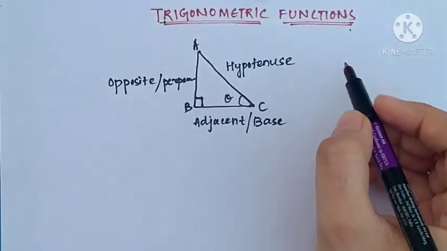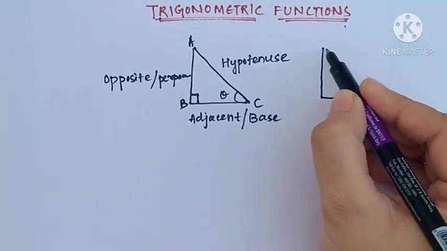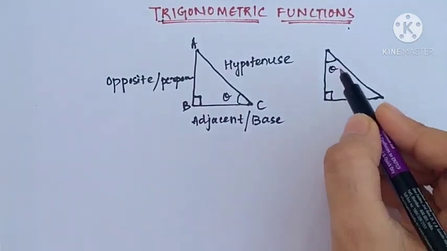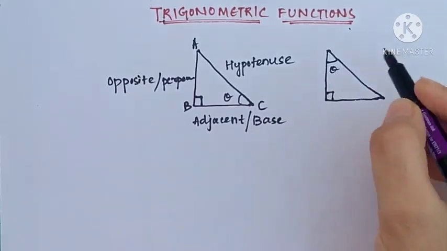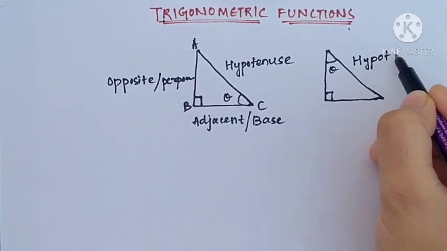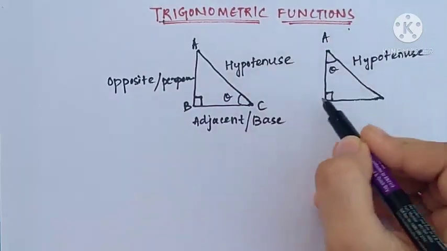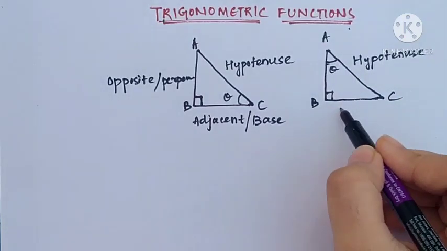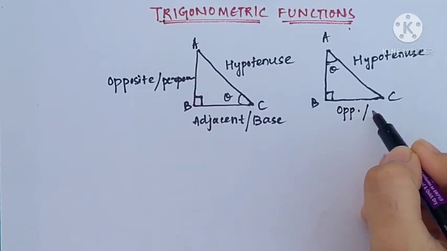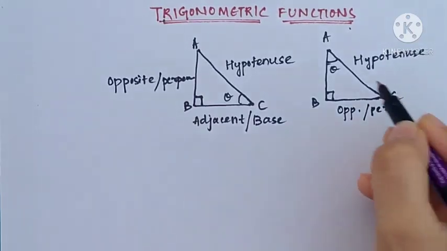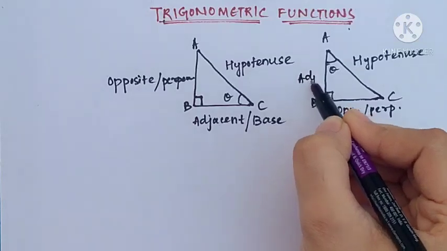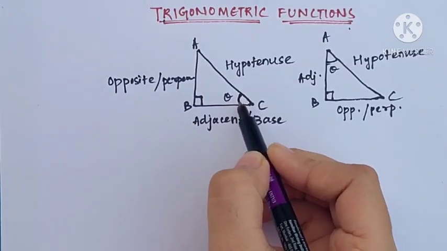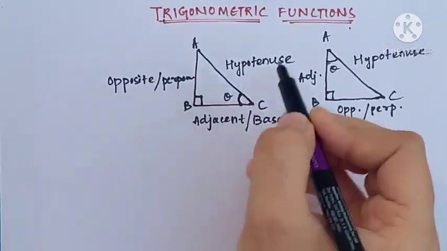If the theta is here in this right angle triangle, then this is hypotenuse as usual, the side opposite to theta is opposite or perpendicular, and the side adjacent to theta is adjacent. So you must remember this angle theta. Depending on the theta, the sides are named.